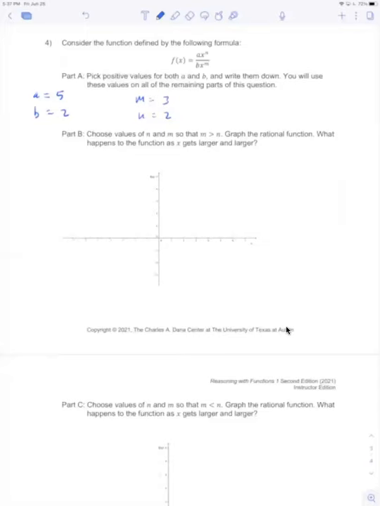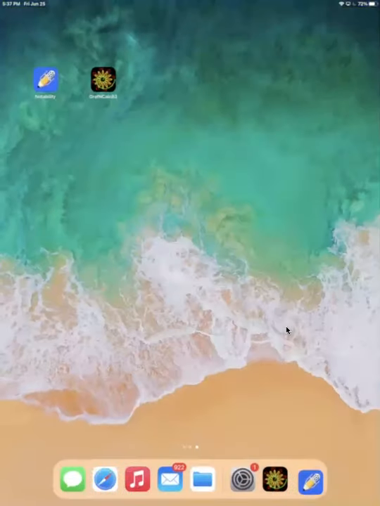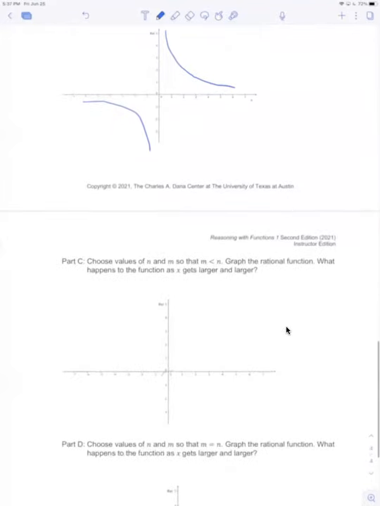Okay, so if we graph this, I have this on the y equals screen, and we graph it. We get a picture that looks like that. So let's go back and fill that in on our graph. Like that, and like that. So next, part C, let me scroll down here. It says choose values of m and n so that m is less than n. Graph the rational function. What happens to the function as x gets larger and larger?